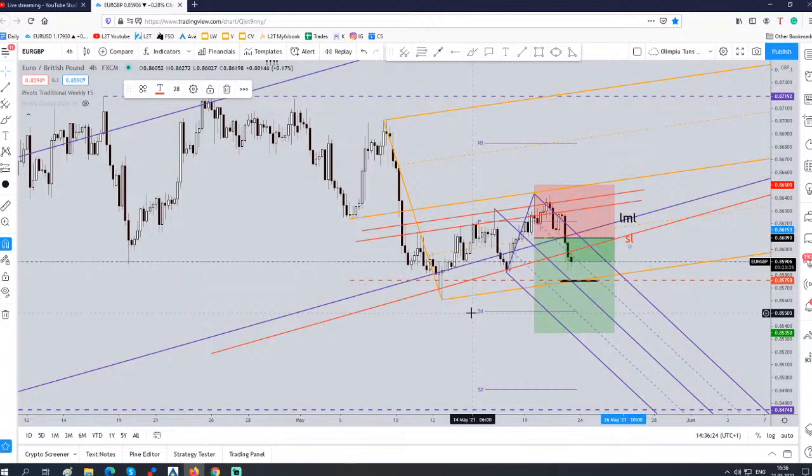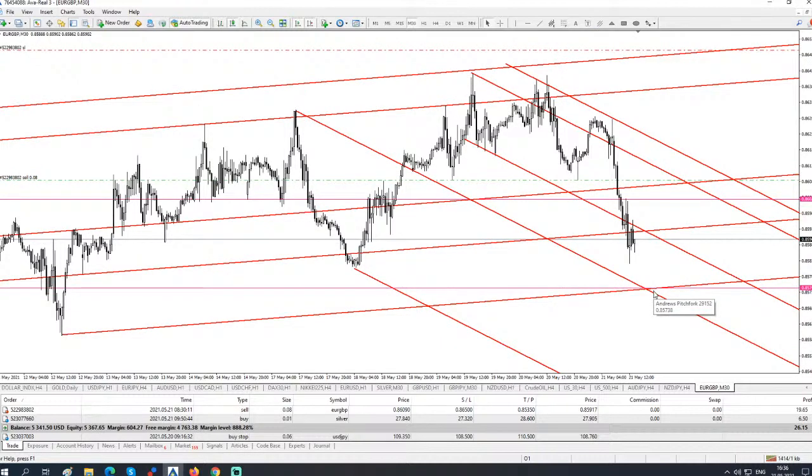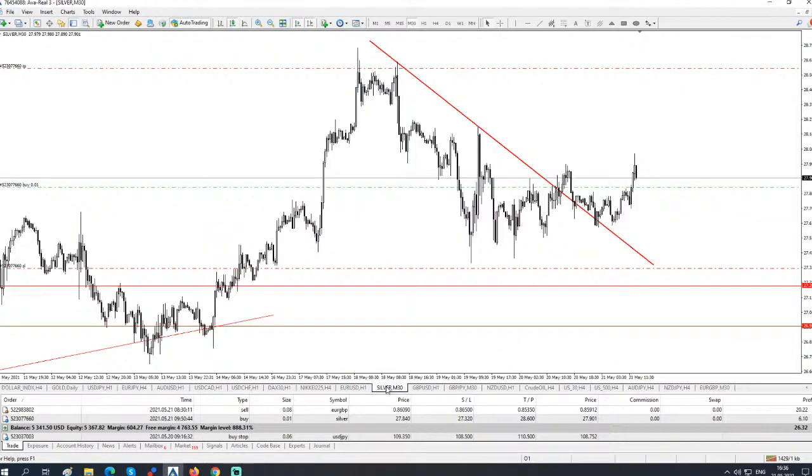So let's go back here. In our real account, if the price reaches 0.8575, maybe we will close half of our position, but I will come back with further instructions later.